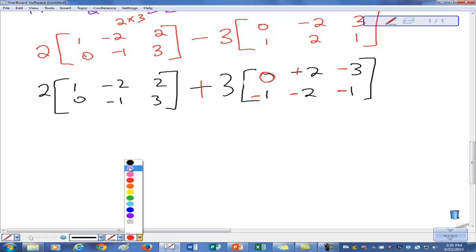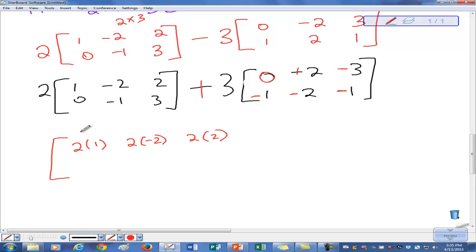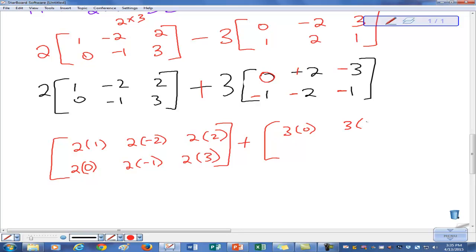Now I'm going to distribute this 2. So this will be 2 times 1, 2 times negative 2, 2 times positive 2, 2 times 0, 2 times negative 1, and 2 times 3. And here this would be 3 times 0, 3 times 2, and then 3 times negative 3, and then 3 times negative 1, 3 times negative 2, and 3 times negative 1 again.